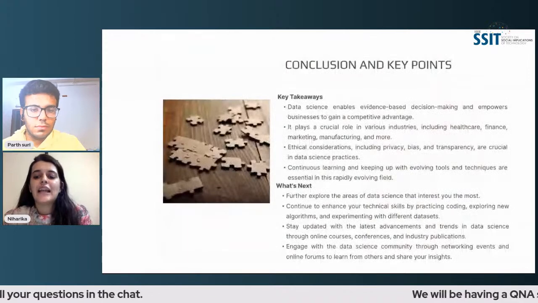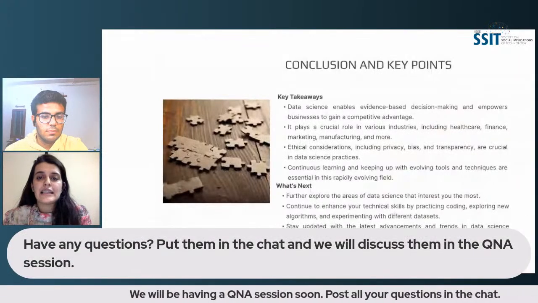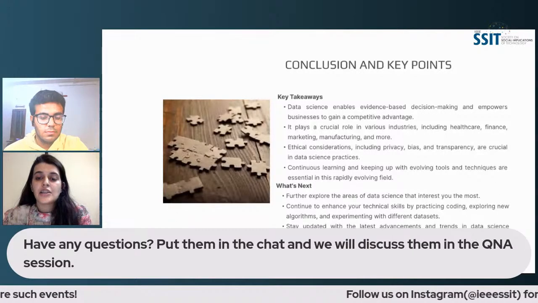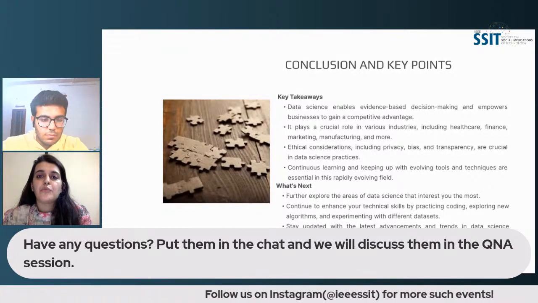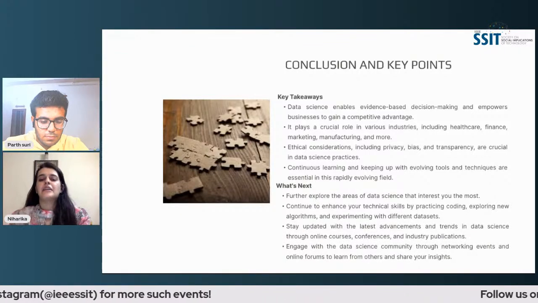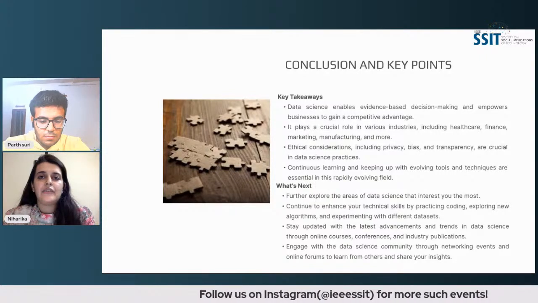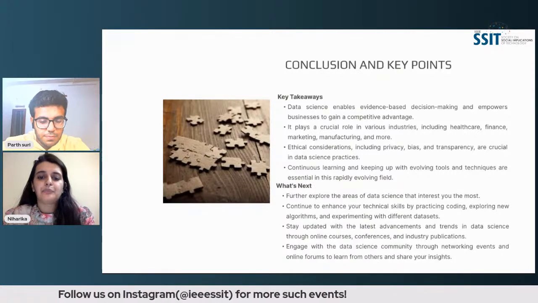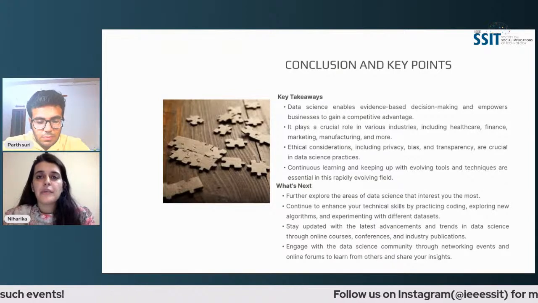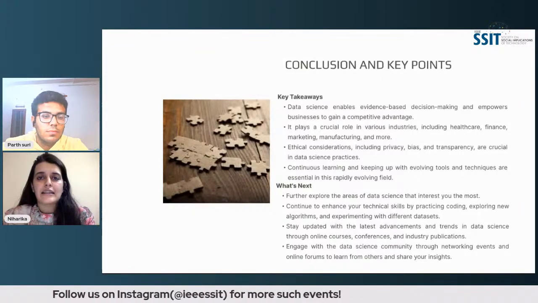So, in conclusion, I would like to say that data science is a growing field which is making decision making easy for every industry. Every industry and organization is using it now, which is helping them improve the quality of products, customer reviews and customer segmentation. Ethical considerations are really important whenever you are dealing with data science or practicing it. And this is a rapidly growing industry, so you should be up to date with the tools and technologies that are in the market, and you should keep practicing.